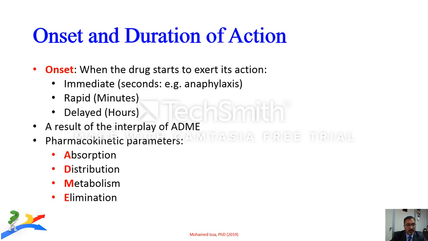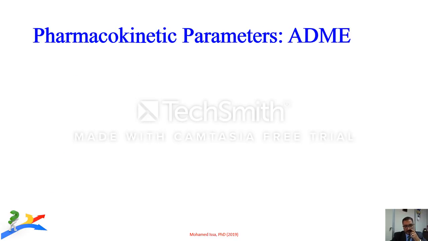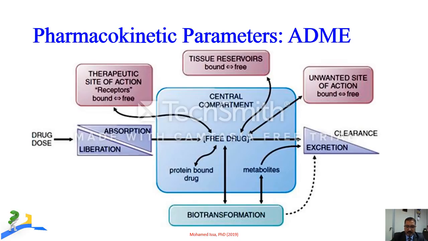In fact, when we discuss the onset and duration of action, we have to go through what are called pharmacokinetic parameters, which are absorption, distribution, metabolism, and elimination. They greatly affect the onset and duration of drug action. So let's briefly discuss what is meant by pharmacokinetic parameters. In this very interesting chart, let's start first with the drug. You administer the drug, whatever the way you administer it. Let's focus now on oral administration.